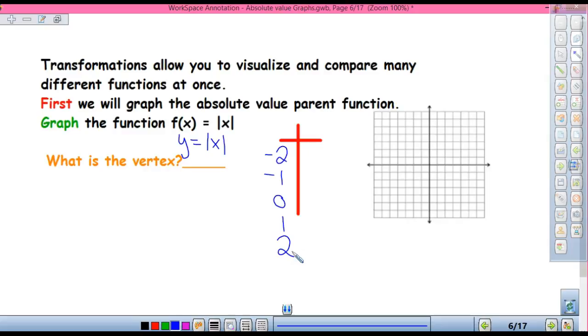Okay, so if I plug in -2 here for x, we're taking the absolute value of -2 and getting 2. Then we're taking the absolute value of -1 and getting 1. Absolute value 0? 0. Absolute value 1? 1. And absolute value 2? 2. Alright, so we've got -2, 2, -1, 1, 0, 0, 1, 1, and 2, 2. And it's going to make a V.